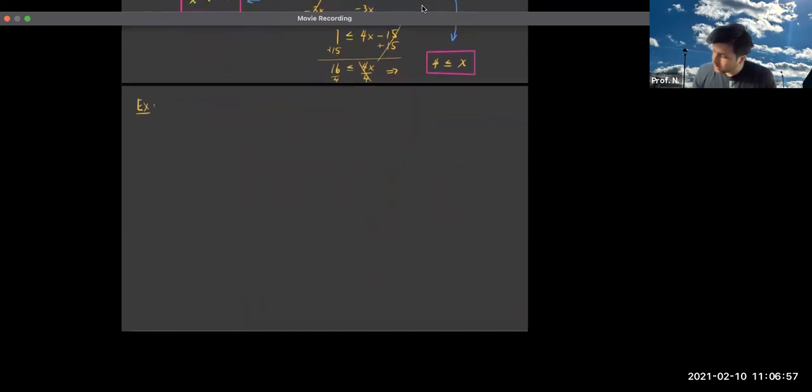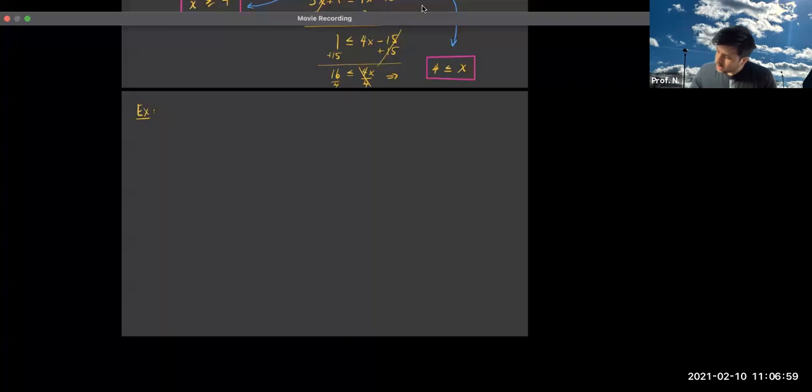Okay, good. Next, let's get into some more interesting ones. How about something like this? 6 minus 2, x minus 4 is less than or equal to 2x plus 10. So now we have more stuff to take care of. So I can distribute the negative 2 and I get 6 minus 2x plus 8 is less than or equal to 2x plus 10.